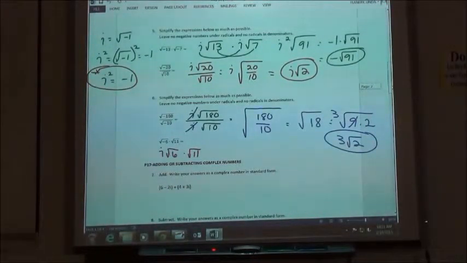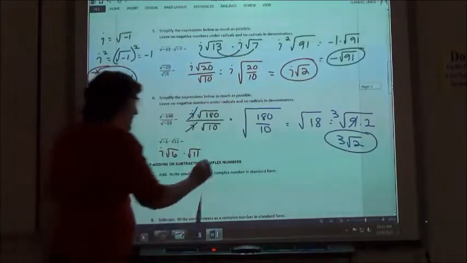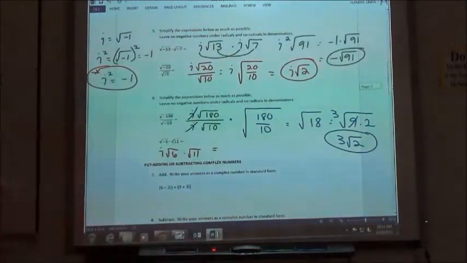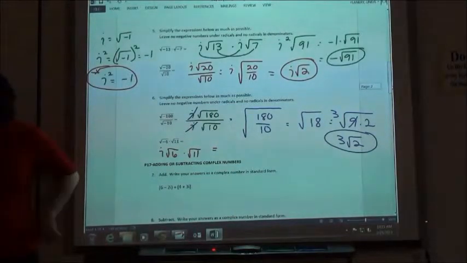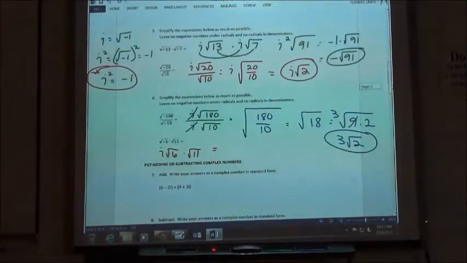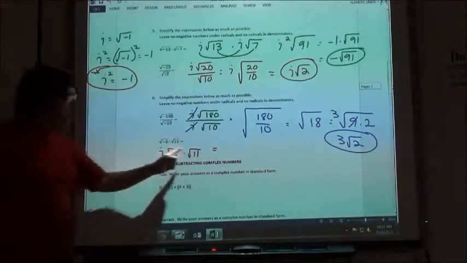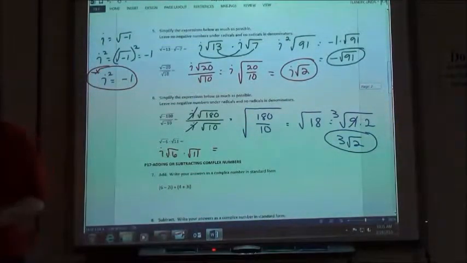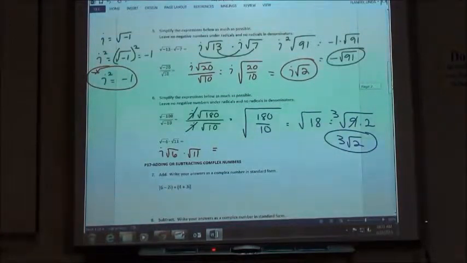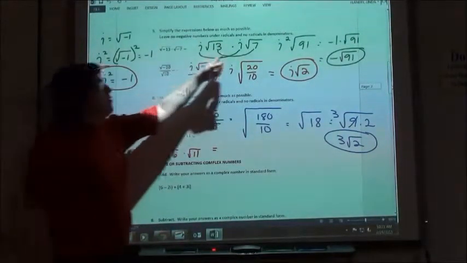How do I multiply those together? You do the big fraction? Nope, because I'm not dividing. So we're multiplying these, we're not dividing, so we're not going to make the big fraction. We're just going to multiply them, just like we did up here, right?